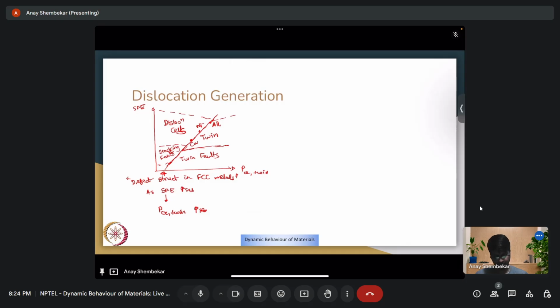I'll just write down the names. Homogeneous dislocation generation by Myers. And here you have: doesn't require any supersonic dislocations and predicts residual dislocation density.